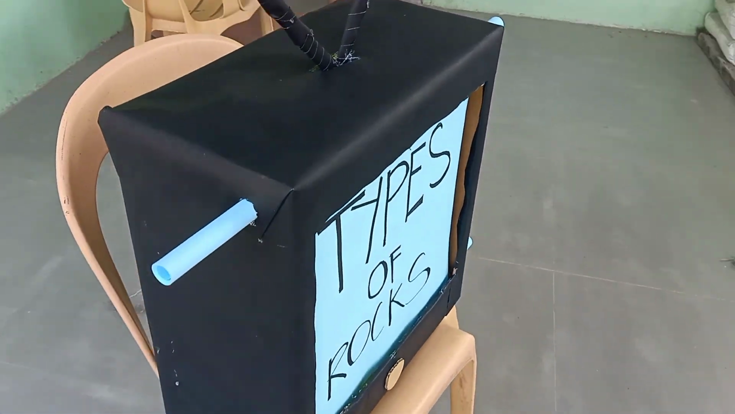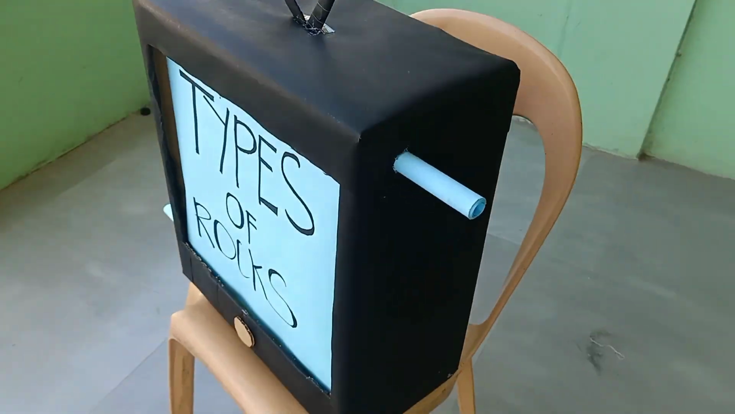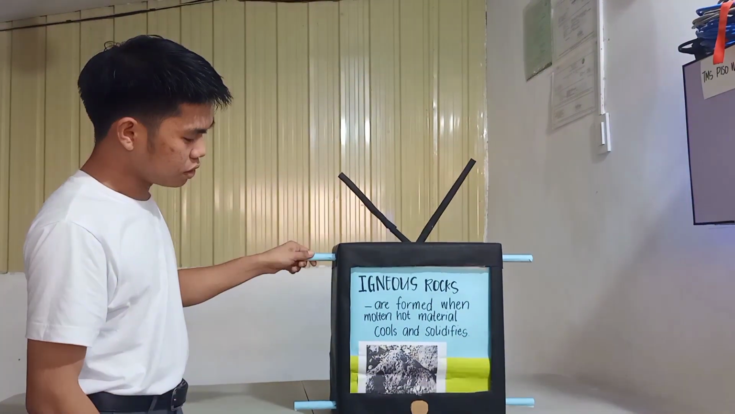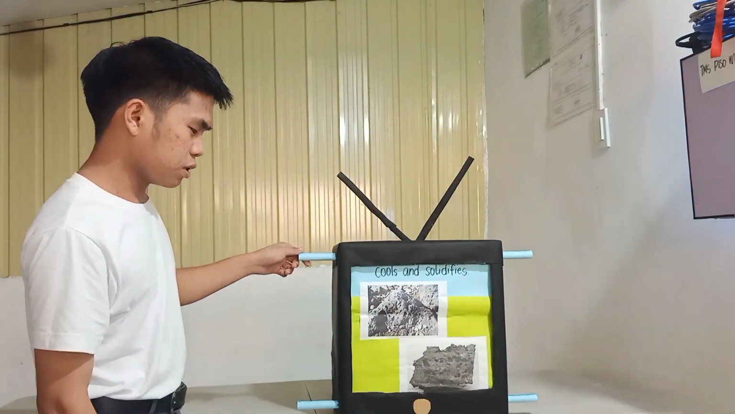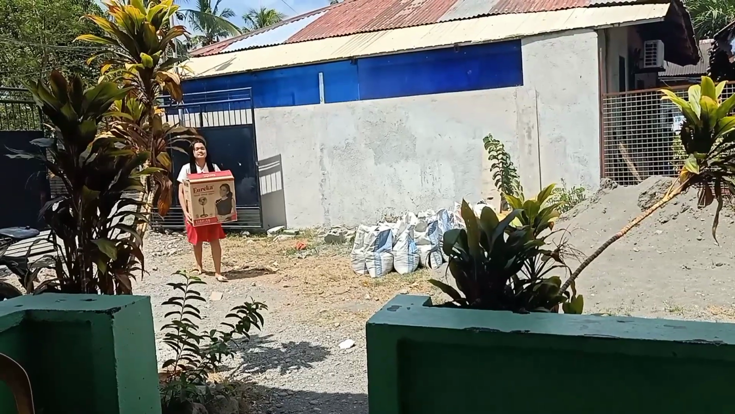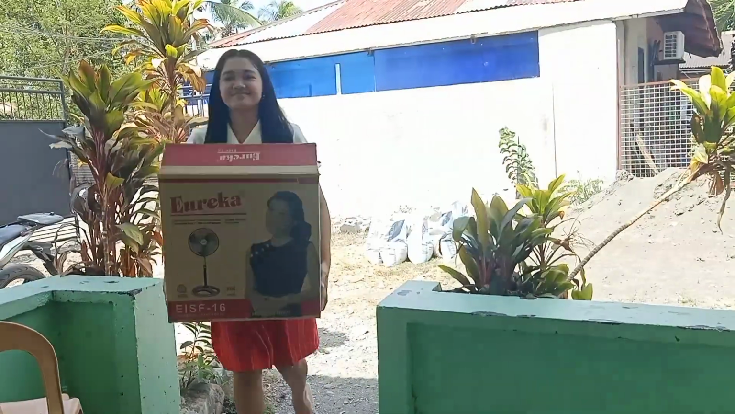Good day everyone, today we will show you how we create this improvised TV as an instructional material. This improvised TV showcases the three types of rocks. These are the steps of how we made it. This is the first thing that you need to do: find an empty medium-sized box.